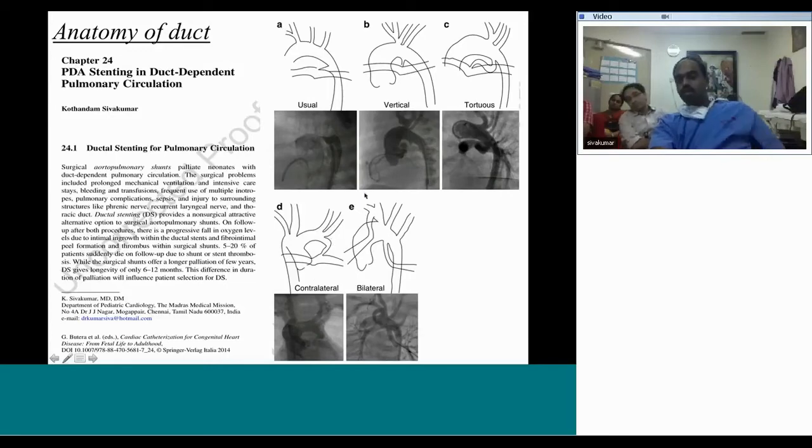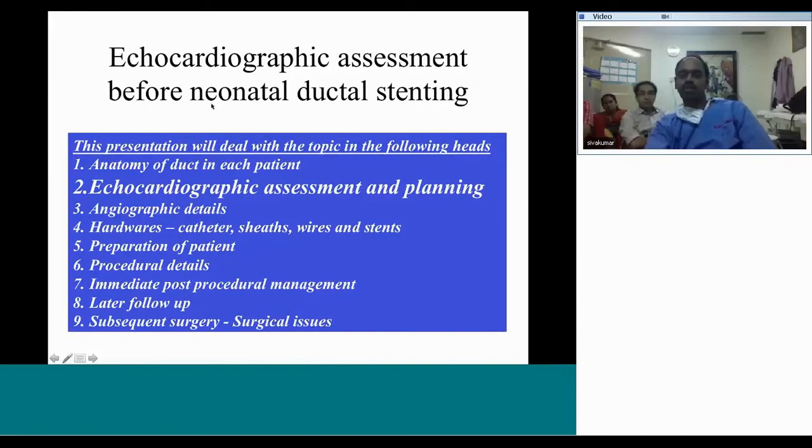Or you can have bilateral PDA. One PDA comes from the innominate or subclavian artery, one PDA comes from the undersurface of the aorta. So these are various types of PDAs. So if you write in your echocardiographic diagnosis, tetralogy with pulmonary atresia, single ventricle with pulmonary atresia with PDA, and if you don't mention all these characteristics, whether it is usual type, vertical type, tortuous type, contralateral type, bilateral type, where is the narrowing, what is the size, what is the length, that information is not going to be of use for an interventionist, because the interventionist needs all these details. So this is what is called anatomy of the duct.